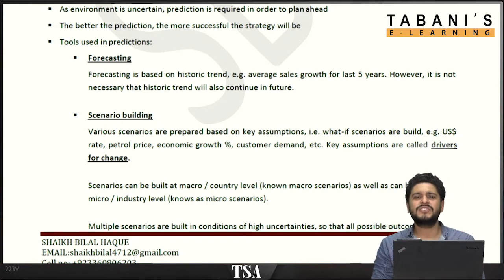If I want to bring change in the economic environment, what I need to do is build up scenarios. I need to build certain assumptions. I need to build a what if scenario. What if the dollar rate increases? What if the current economy is going into a declining position?